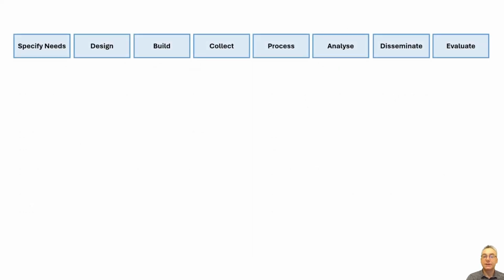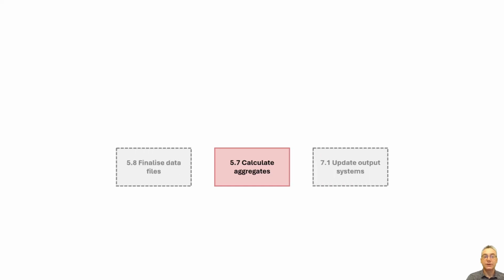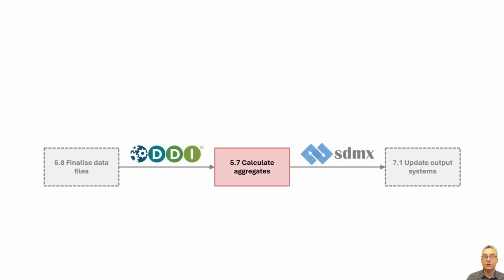To set the stage, let's have a look at the generic statistical business process model, or GSBPM in short, to outline the scope of the exercise. This demo will focus on the calculate aggregates sub-process. We'll start with finalized microdata files, documented using DDI, perform data aggregation, and publish the resulting indicators using SDMX.